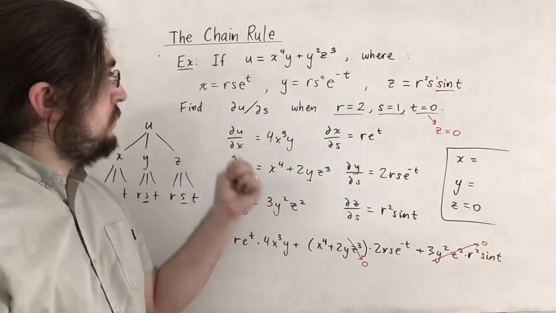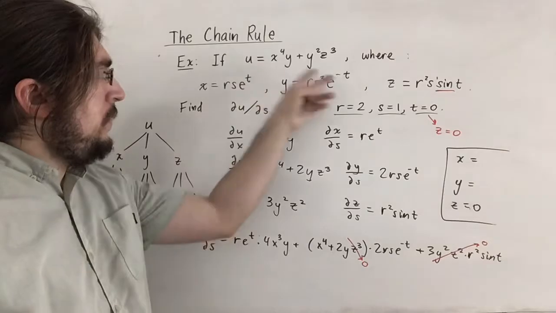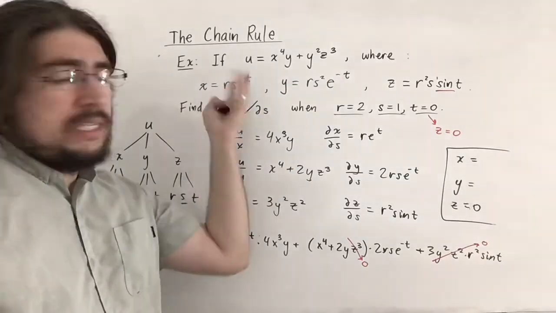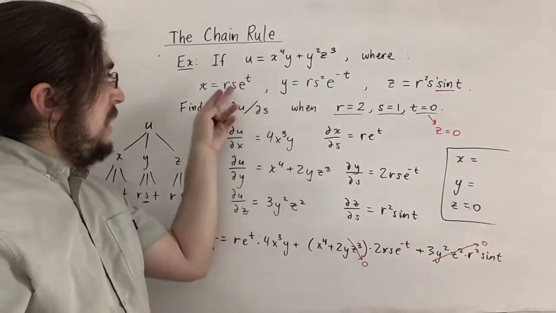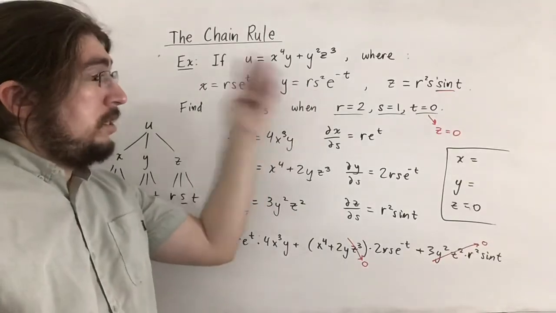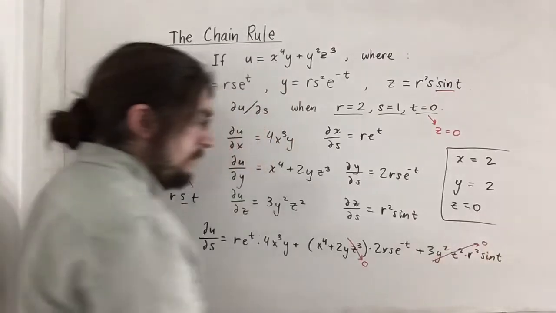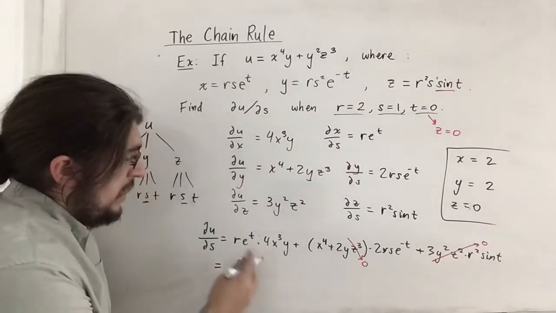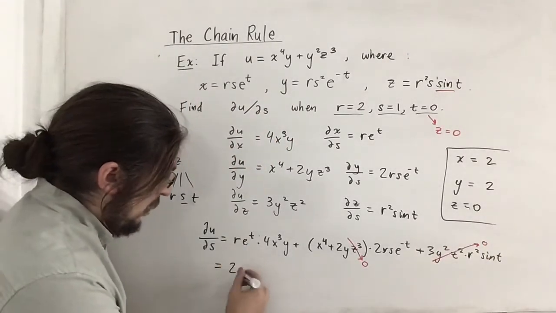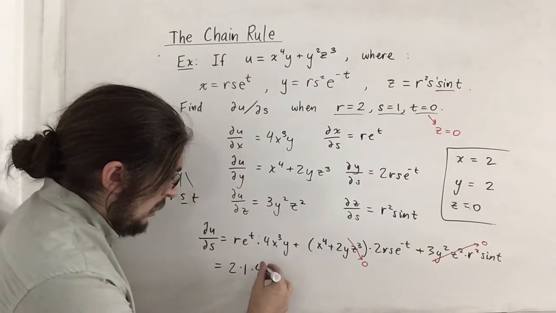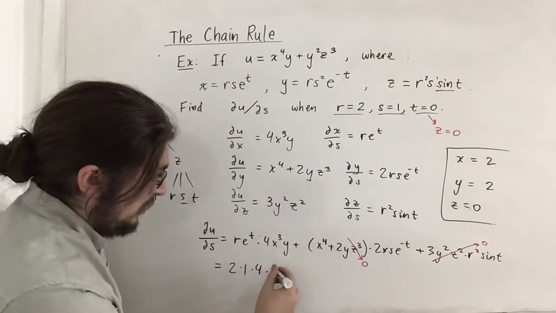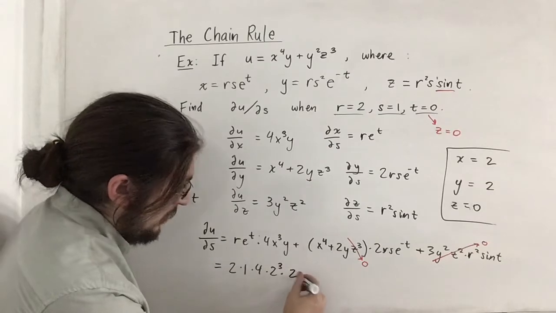t are these values? Well, t being 0 means e to the t is ignored because e to the 0 is just 1. R times s is going to be 2. R times s squared is also 2. So x and y are each 2 in this case, which is nice. And what we end up getting here is r, which is 2, times e to the 0, which is 1, times 4. X is 2, so it's 2 cubed, times y, which is 2.